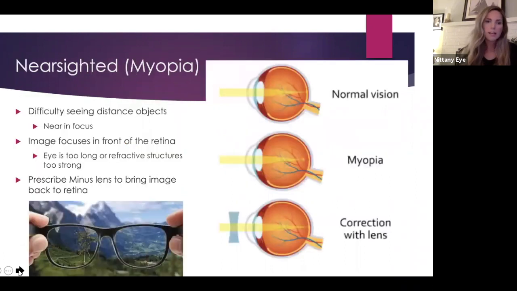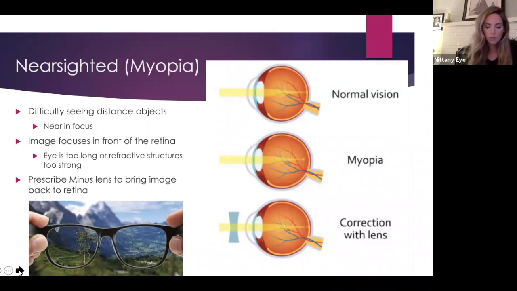If you're nearsighted, that means you're myopic, you have myopia. And that's difficulty seeing distant objects. Oftentimes near objects are in focus at a certain point. The image is actually focusing in front of the retina in this case, and this occurs because either the eye is too long or the refractive structures are too strong, causing the focal point to land in front of the retina instead of directly on the retina. And this causes us to have blurred vision.